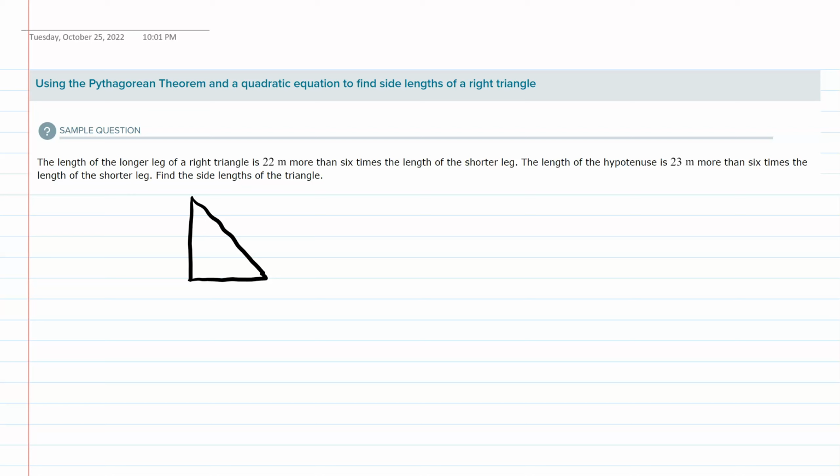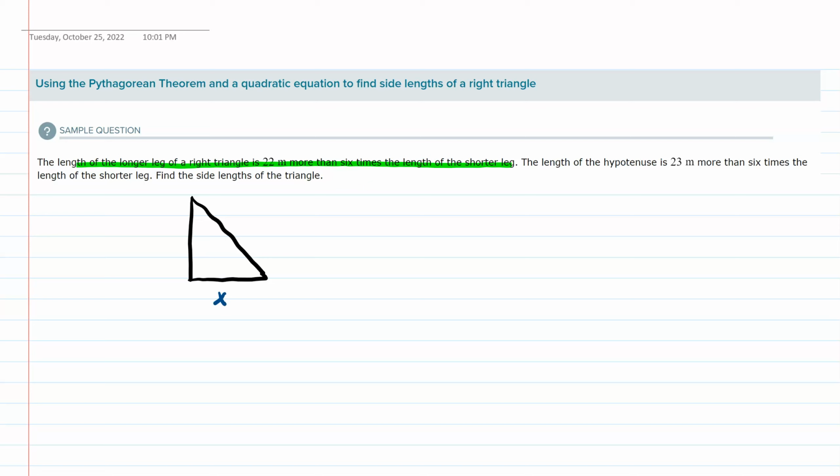Okay, so let's read. The length of the longer leg of the right triangle is 22 meters more than 6 times the length of the shorter leg. The length of the hypotenuse is 23 more than 6 times the length of the shorter leg. So let's make the shorter side x.